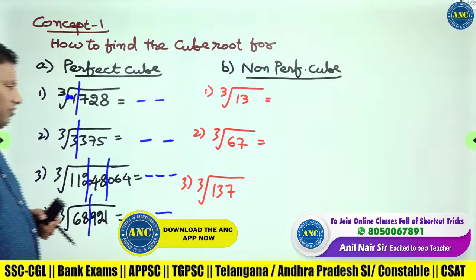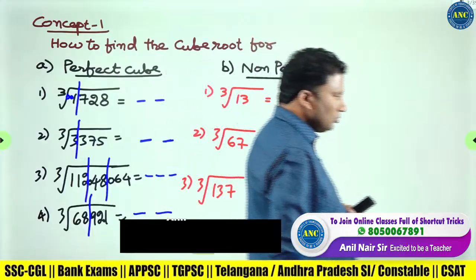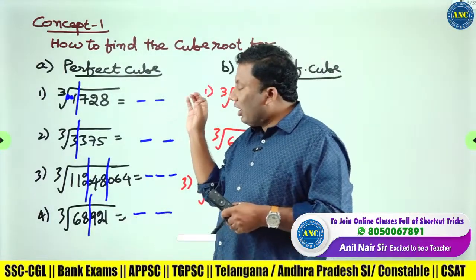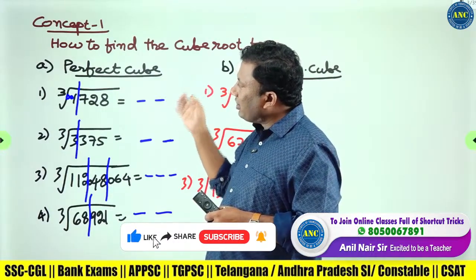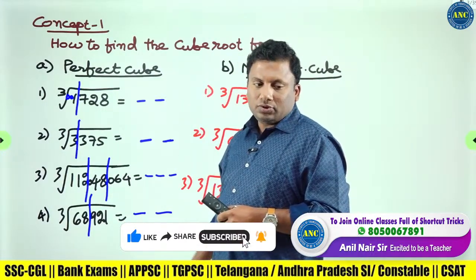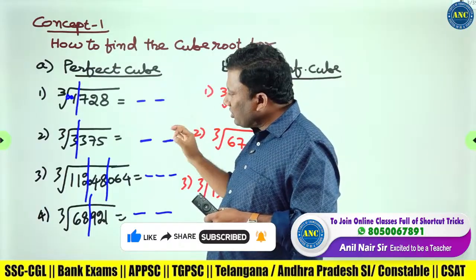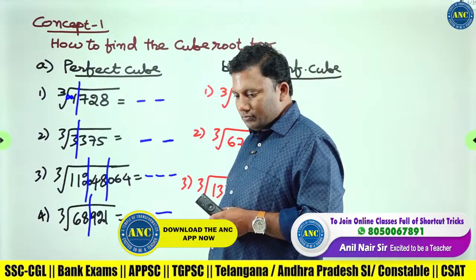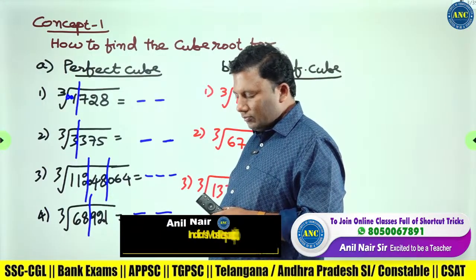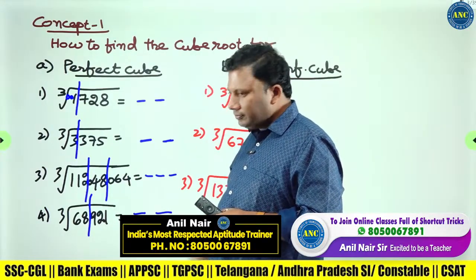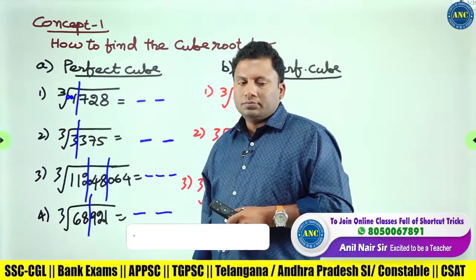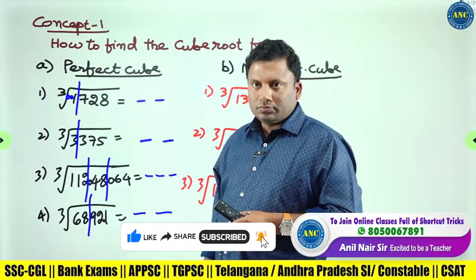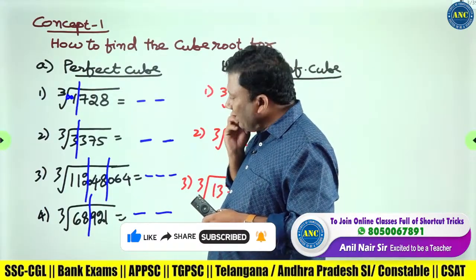This is the logic we need to follow. I hope the idea is clear. How do we find the number of digits of a perfect cube? Idea clear? Now, how do we find this number also? We will see.